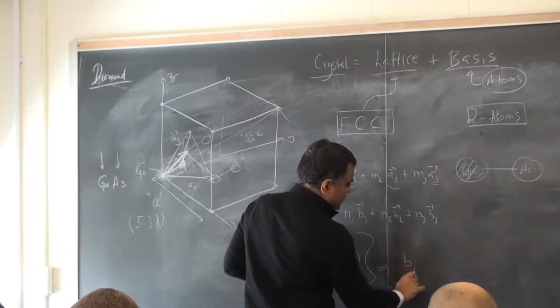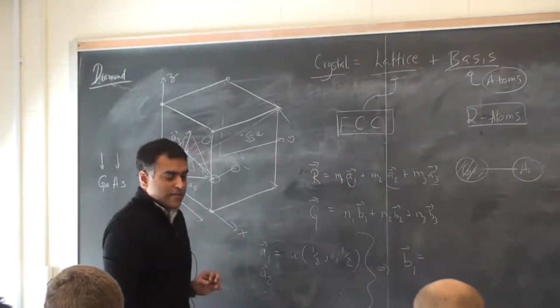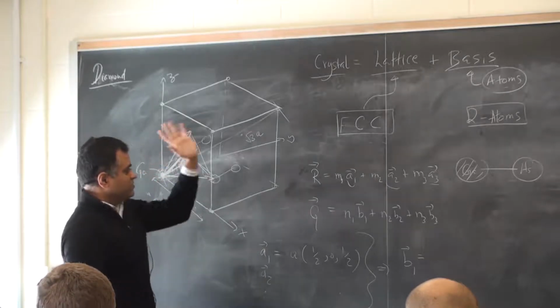You can find out your B1. How will I find B1 now? What is my reciprocal lattice vector? I want to go from real space to reciprocal space.